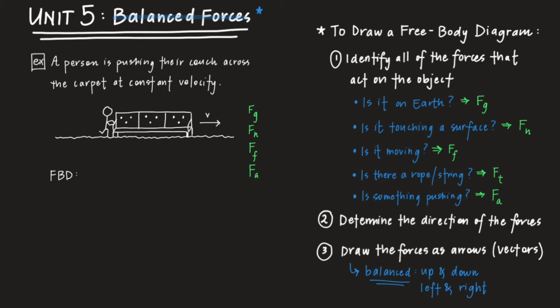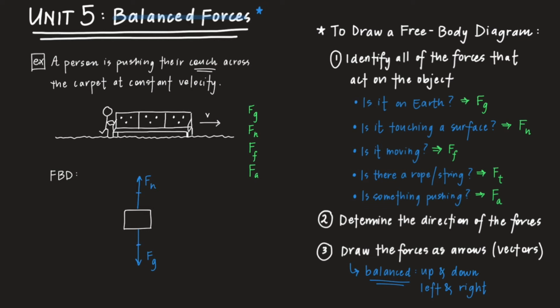This object is moving at a constant velocity. So if I want to draw my free body diagram, I'm going to draw a box, a simple box just for my couch, so I don't have to replicate that drawing. I know the force of gravity is going to be pulling down on my object. So I've got the force of gravity pulling down. I know that the normal force is going to be pushing up. The floor is pushing up on the couch. I know those two forces have to be equal and opposite.